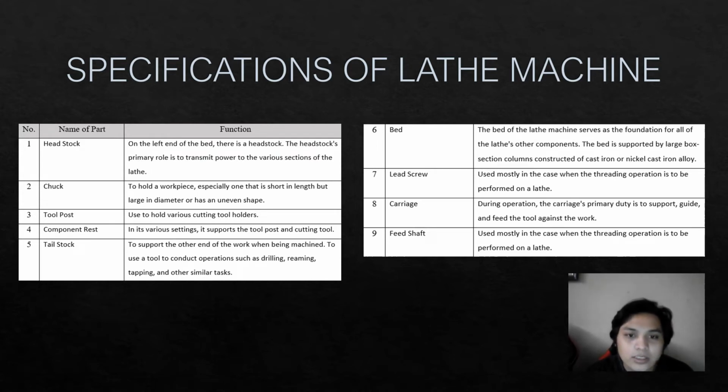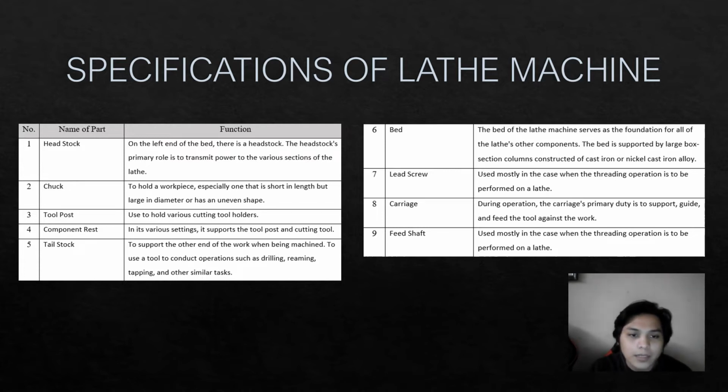And then the second one is the chuck. The chuck is used to hold a workpiece, especially one that is short in length but large in diameter or has an uneven shape. So the third one is the tool post. The tool post is used to hold various cutting tool holders.